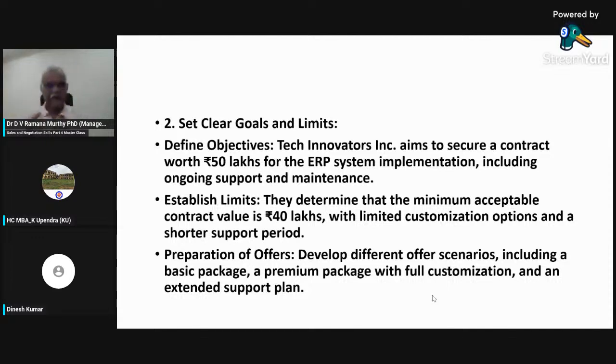So let's look at the establishment of limits. Establish limits. They determine the limits, that the minimum acceptable contract value is rupees 50 lakhs. Sorry, 40 lakhs.